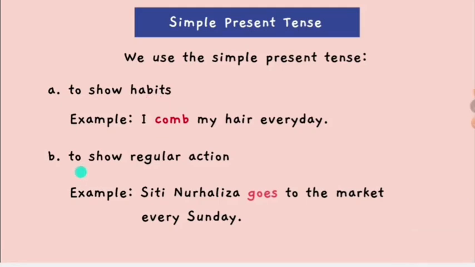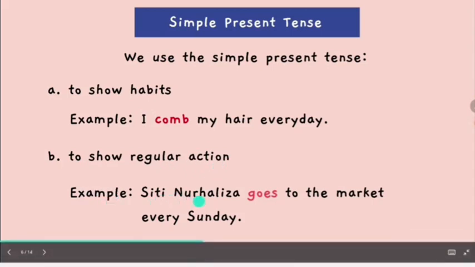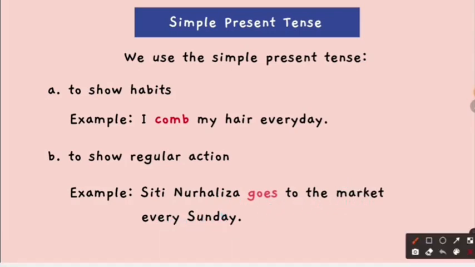Next, we use the simple present tense to show regular action. For example, Siti Nurhaliza goes to the market every Sunday. The verb go is added by es because the subject Siti Nurhaliza is a singular subject.